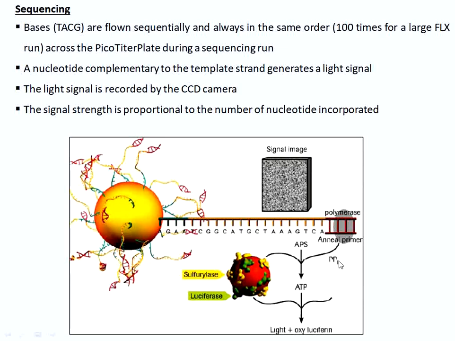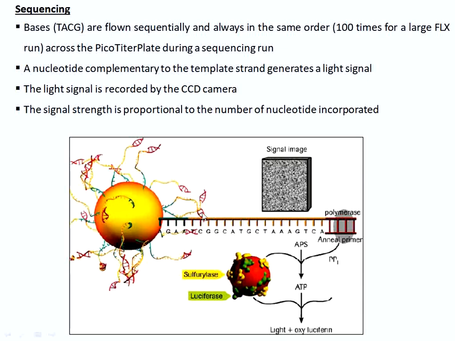This released pyrophosphate is utilized by the enzyme ATP sulfurylase to form ATP, and this ATP is further used by the next enzyme in pyrosequencing technology, that is luciferase, which uses this ATP to convert luciferin into oxyluciferin with the emission of light, which is proportional to the number of nucleotides. If two sequential nucleotides get added, then more light is generated compared to a single nucleotide addition, okay. Based on this, we are determining the sequence of DNA.